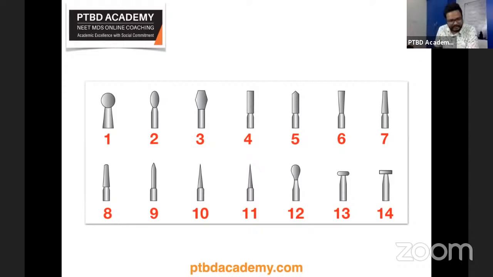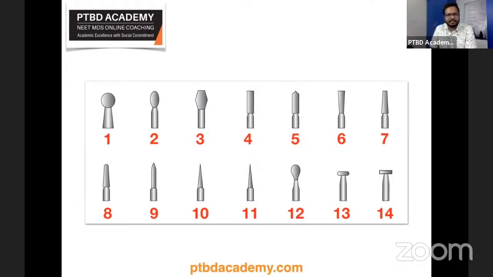Eighth one is also taper, but it's not flat, so it is round end taper. So ninth one, I think some of you answered it accurately, a flame shaped. 10th one is needle. 10th and 11th seem to be the same, but 11th one is even tinier, with minimal diameter comparatively. So 10th one is needle. 11th one is interproximal.